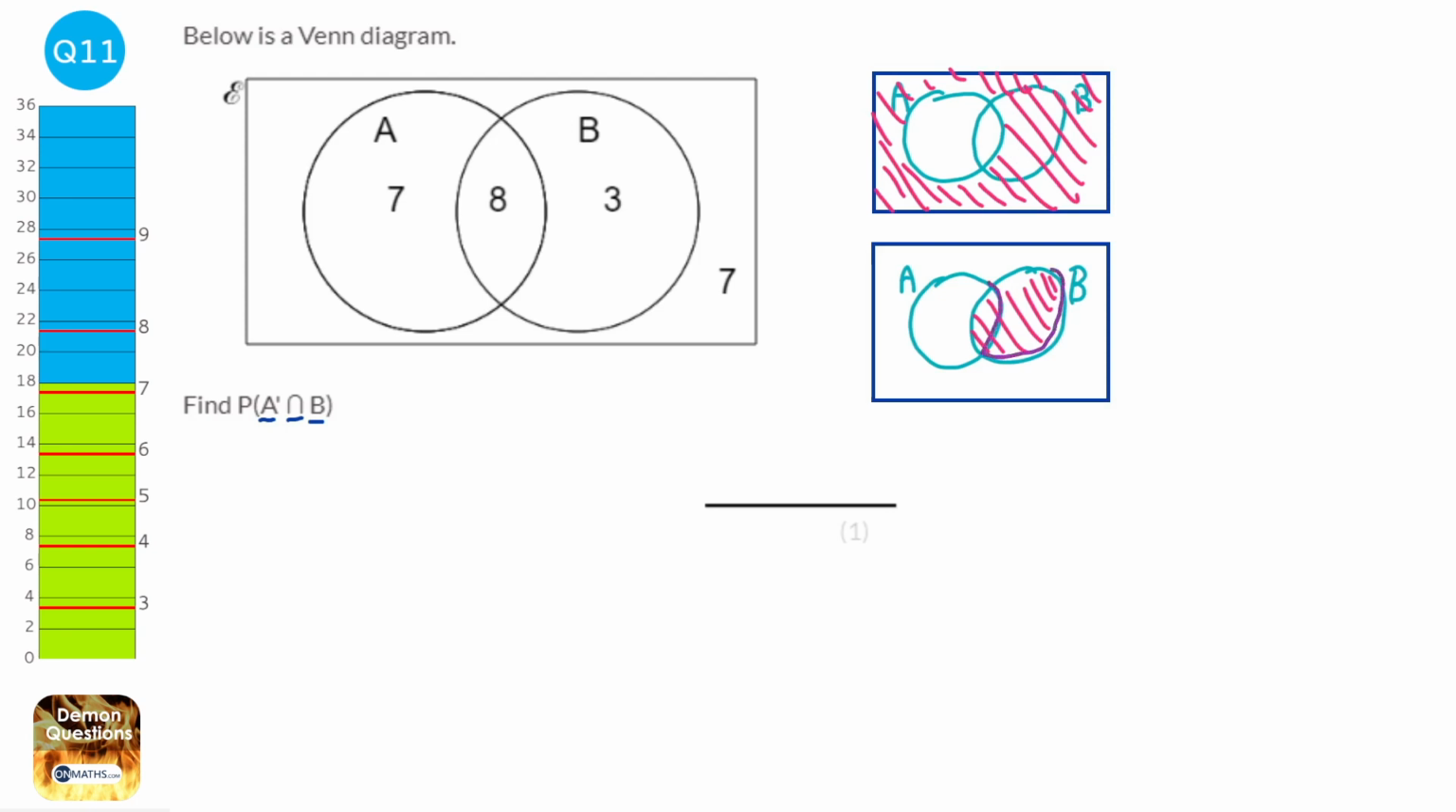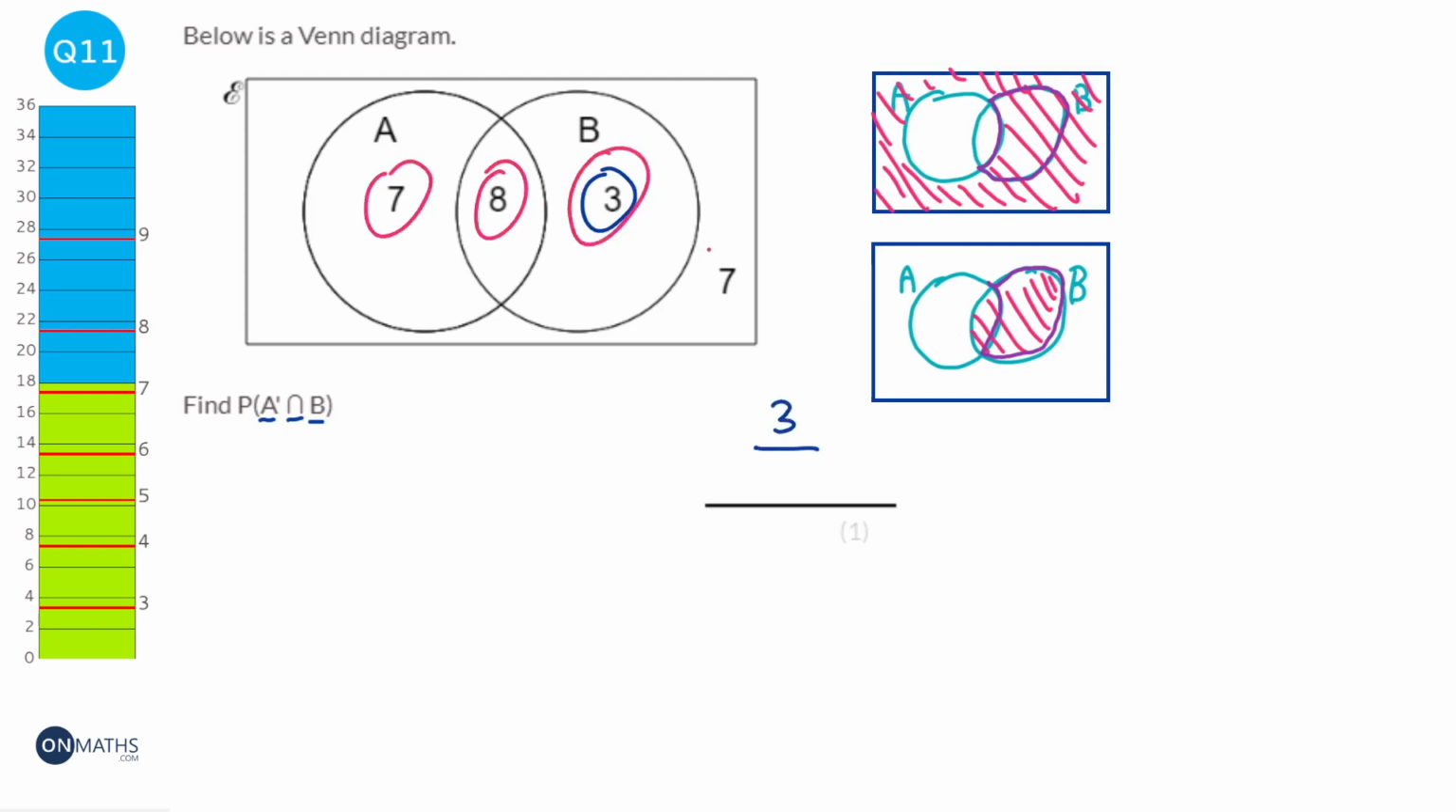If you have a look and see which are shaded in both, you can see that this part here is shaded in both. So this part here is not in A and is in B. So it's this 3 here. So the probability is going to be that 3 over the total amount. So all of these added together, which is 25.